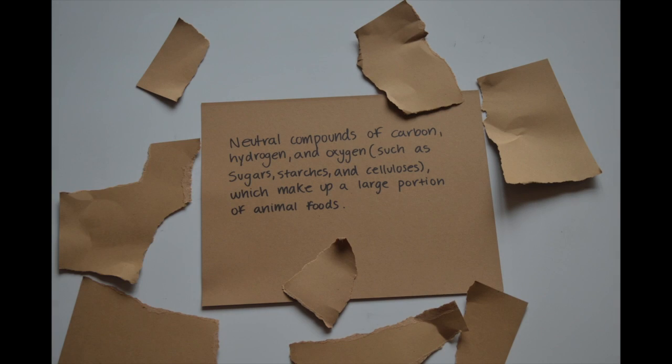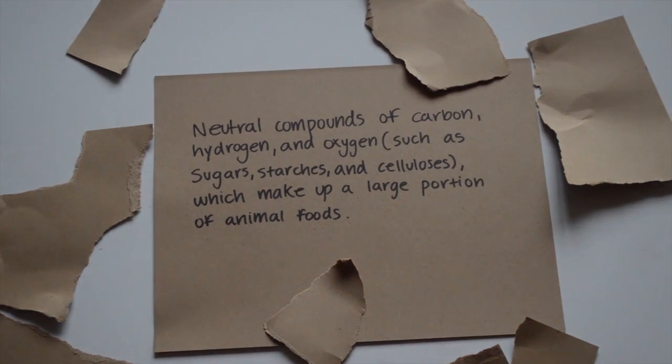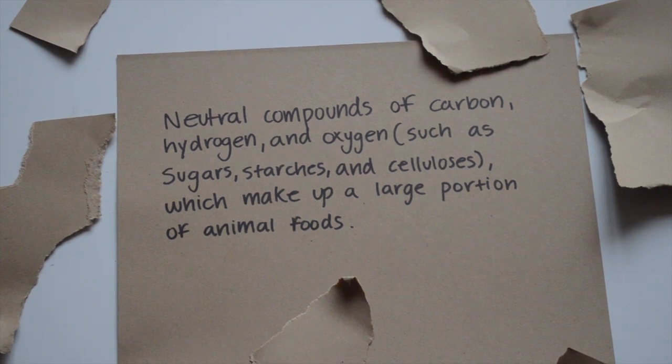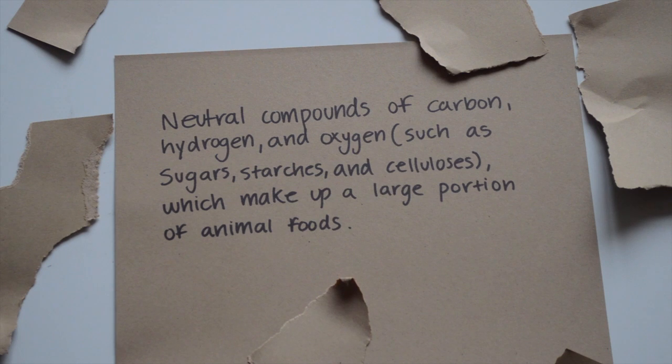the most important thing. A definition provided by the National Academy of Sports Medicine reads, neutral compounds of carbon, hydrogen, and oxygen, such as sugars, starches, and celluloses, which make up a large portion of animal foods. Now, that's not that clear of a definition, but let's break it down.